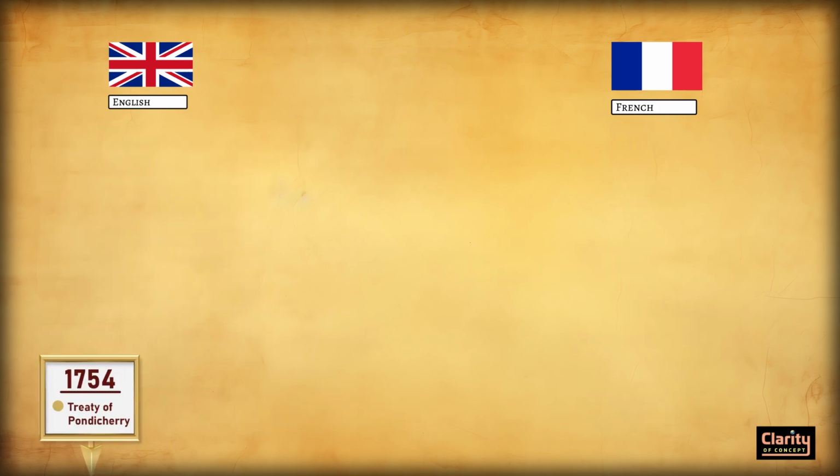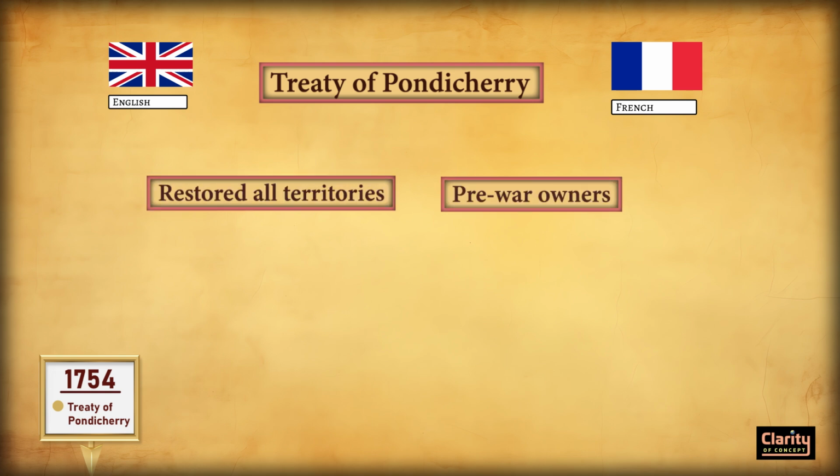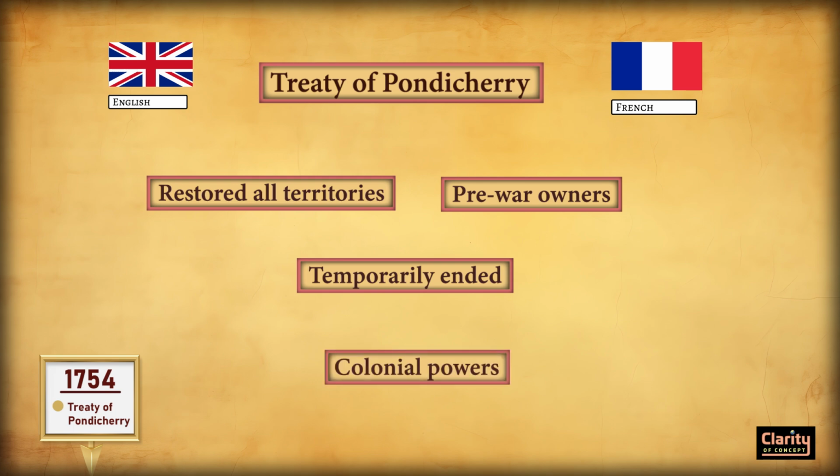In 1754, the Treaty of Pondicherry was signed, which restored all territories to their pre-war owners. This agreement temporarily ended the fighting but did not resolve the deeper tensions between the two colonial powers. Both sides were simply buying time, knowing that the struggle for dominance was far from over.